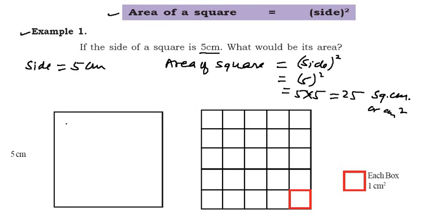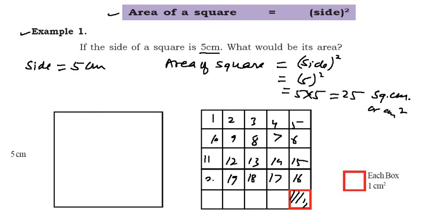You can see here the 5 centimeter square is divided into 5 parts. You can count this one. One part is the 1 square centimeter box. So first you can count 1, 2, 3, 4, 5, 6, 7, 8, 9, 10, 11, 12, 13, 14, 15, 16, 17, 18, 19, 20, 21, 22, 23, 24 and 25. So it has 25, so the area is 25. That is the verification of this question.